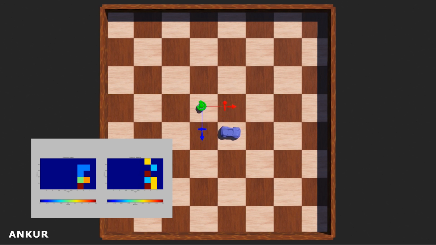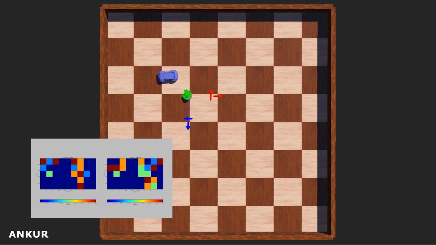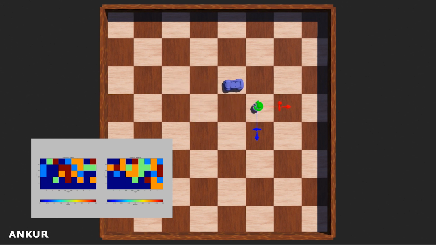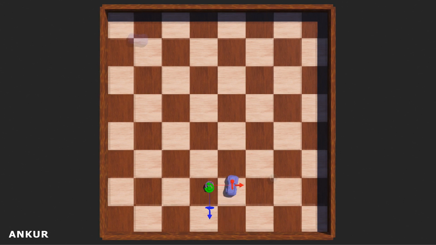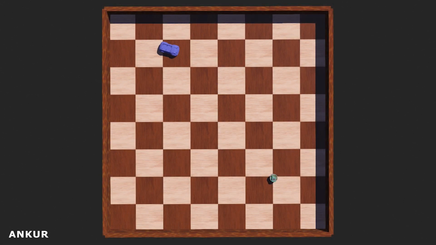As the car explores its environment, it learns new strategies to reach its goal. I could speed up the simulation to achieve an equivalent of 5 days of training in just 3 minutes. Once training is complete, the car learns to smoothly drive itself towards the goal.